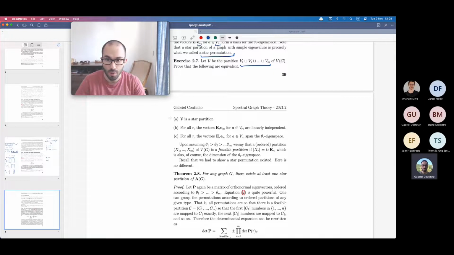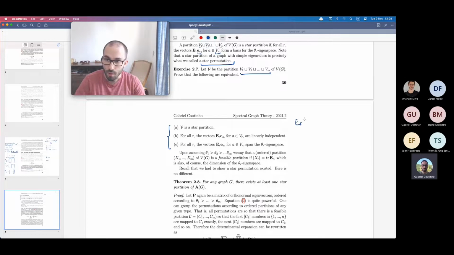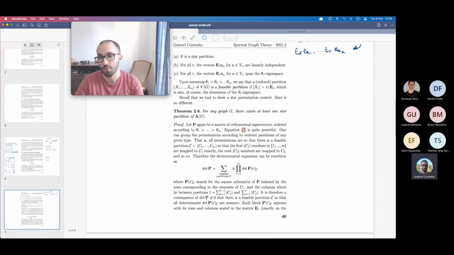Okay, so prove that these three things are equivalent, requiring that E sub r, E sub a1, dot dot dot, E sub r, E sub ak for a1, ak belonging to V_r, requiring that these things generate the theta r eigenspace is the same thing as requiring that they are linearly independent for all r, which is the same thing as requiring that they span the theta r eigenspace for all r. It's a very nice exercise. But now let's move forward.